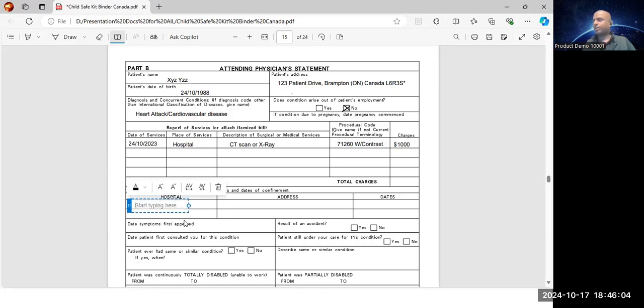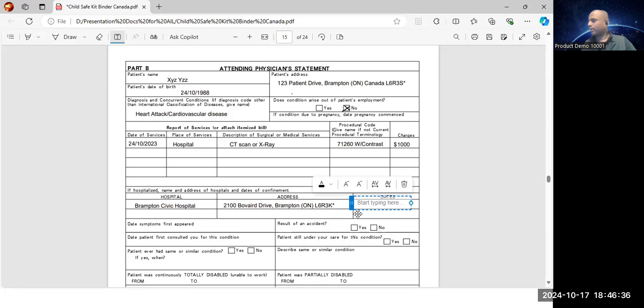So let's say the name of the hospital. This is Brampton Civic Hospital. The address is 2100 Fullway Drive. This is Brampton, Ontario. And the postal code is L6R 3K, whatever the postal code is.